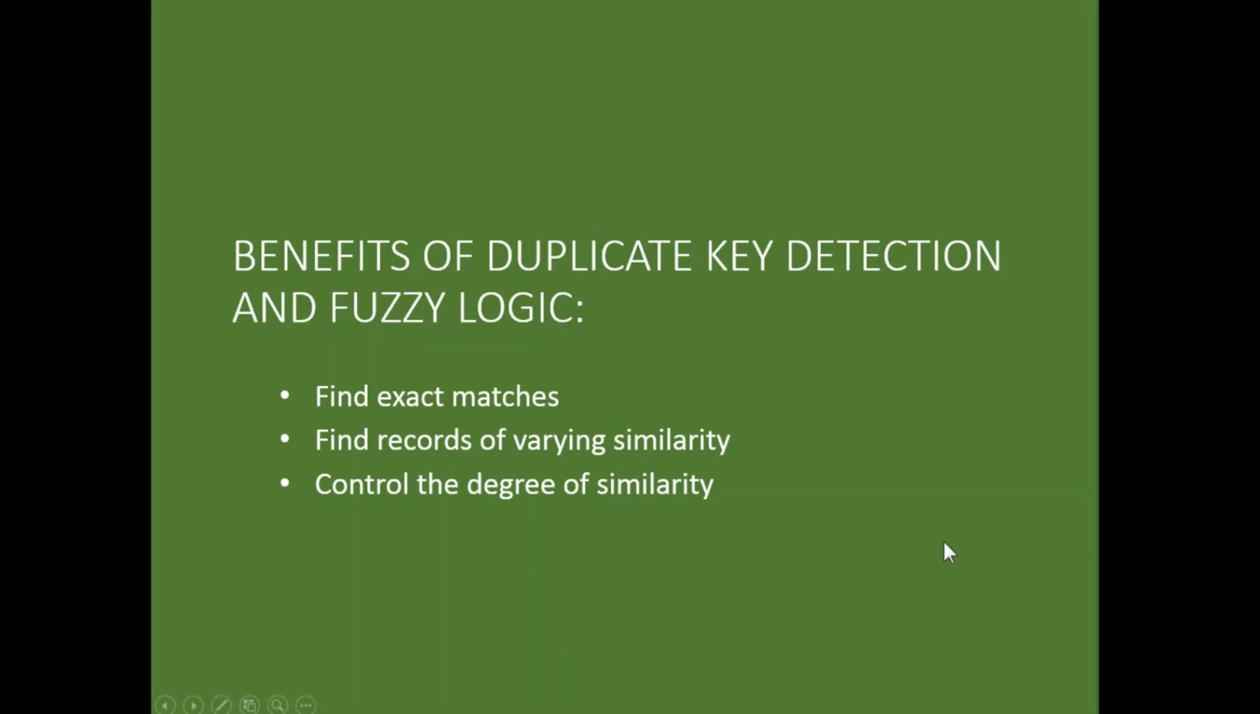So, benefits of duplicate key detection using fuzzy logic. Duplicate key allows us to find exact matches, but fuzzy logic allows us to find records of varying similarity, where we can actually control the degree of similarity we're looking for to increase the probability of detection or to minimize false positives.